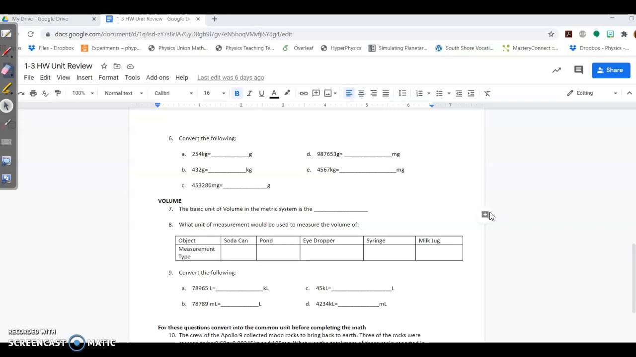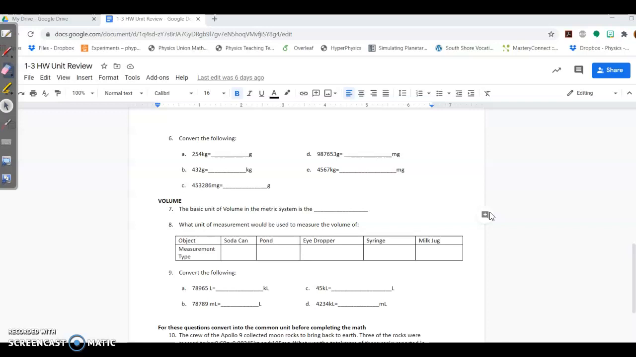Okay, so the basic unit of volume in the metric system is liter, if we're measuring a liquid. If we're measuring a solid, it would be centimeters cubed. What unit of measurement would be used to measure the volume of a soda can? Milliliters. Pond, kiloliters. Eyedropper, milliliters. Syringe, milliliters. Milk jug, liters.